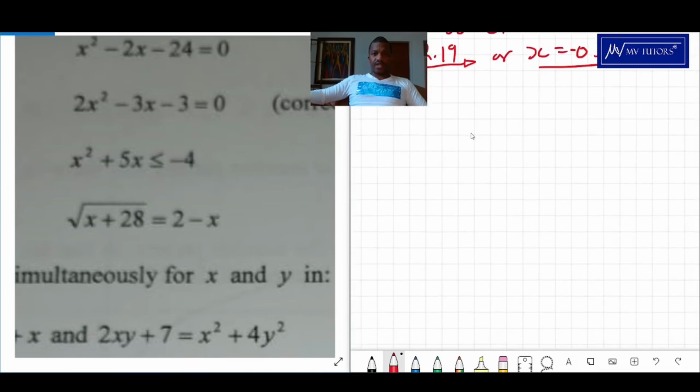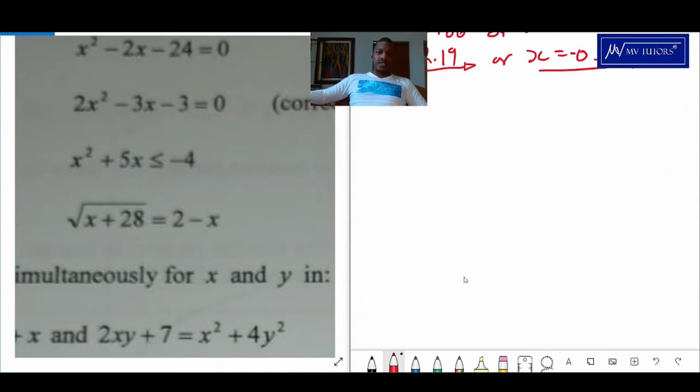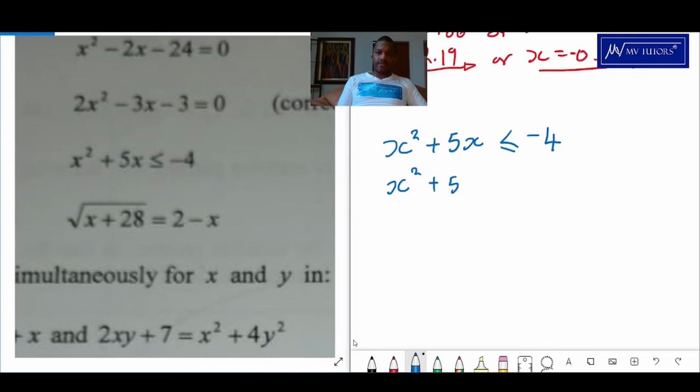Let's go down the page also here. All right, let's change the color. Let's go for blue. Now we have x squared plus 5x is less than -4. So what I'll do is just bring the -4 this side, so that I have, this is what we call an inequality, right? Okay, so let's just factorize this once again.